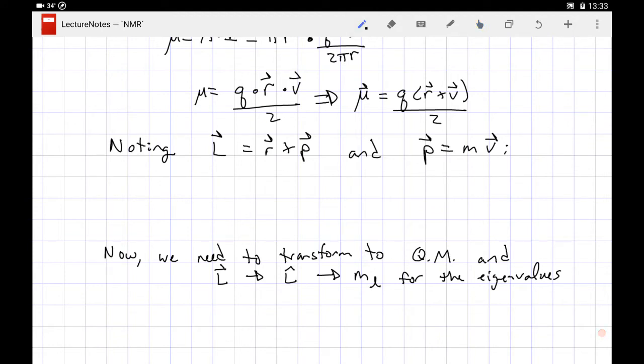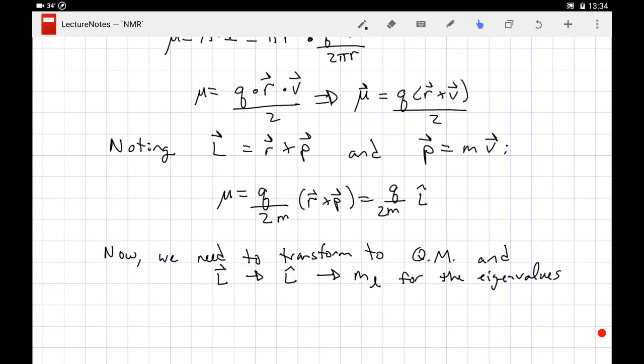Now, what we can note is that angular momentum L is the cross product of r and p, the momentum, and momentum is m times v. So making that substitution, what we find is that mu equals the charge divided by 2m, and then we substitute in momentum for velocity. So we have r cross p, which gives us the angular momentum.